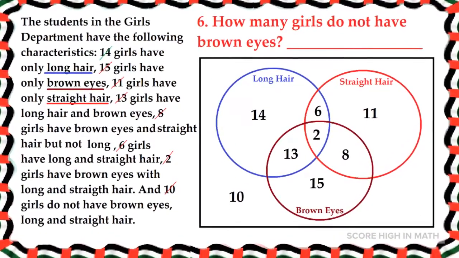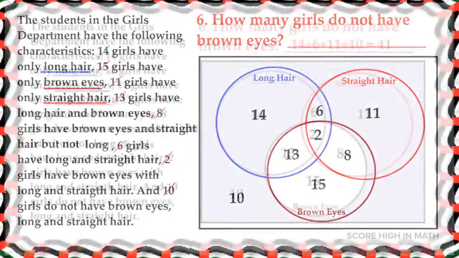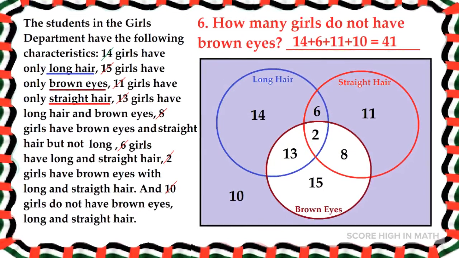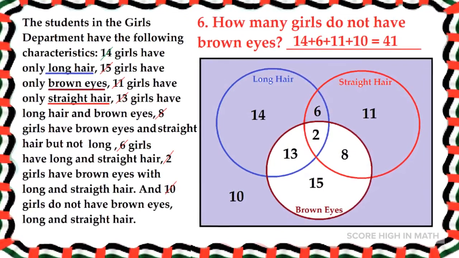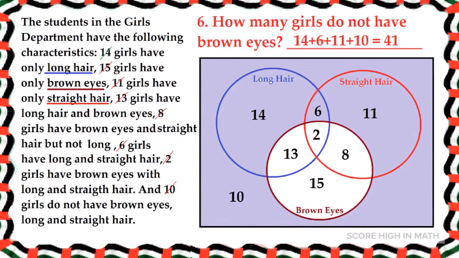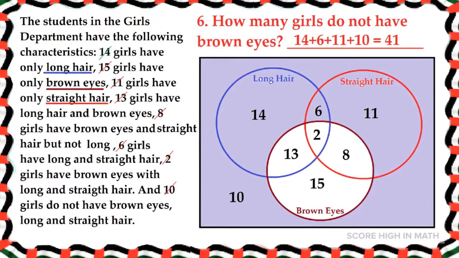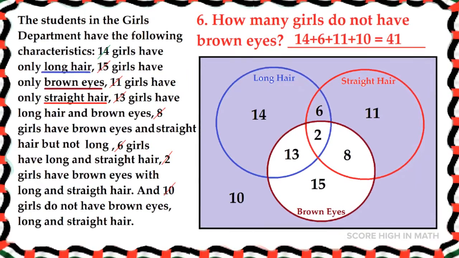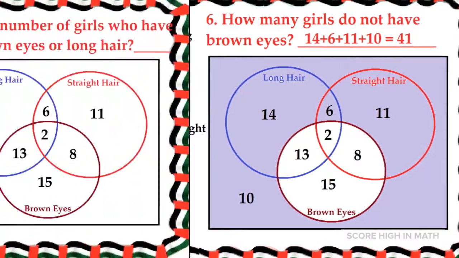How many girls do not have brown eyes? All the elements in the Venn diagram except the elements in the brown eyes set will be the answer. So it is 14 plus 6 plus 10 plus 11 is equal to 41.